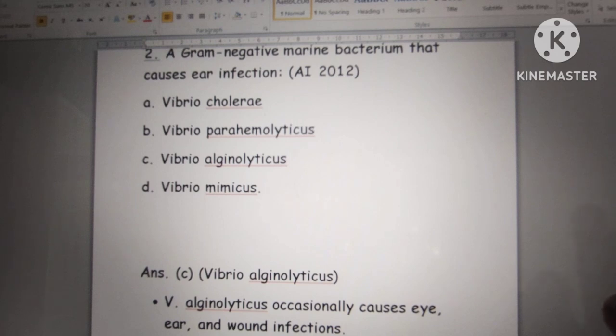The important point you want to remember for parahaemolyticus is the Kanagawa phenomenon. It is nothing but beta hemolysis on Wagatsuma agar. Just for completion's sake I am saying these important points. Vulnificus is a wound maker, and it most commonly causes infection in sepsis patients. Compared to parahaemolyticus, alginolyticus is the most common cause of ear infection. So you can choose that option.